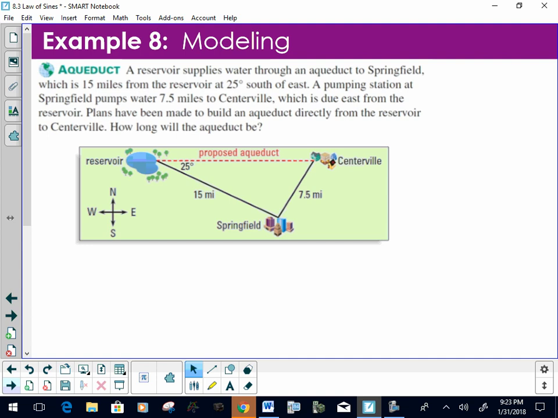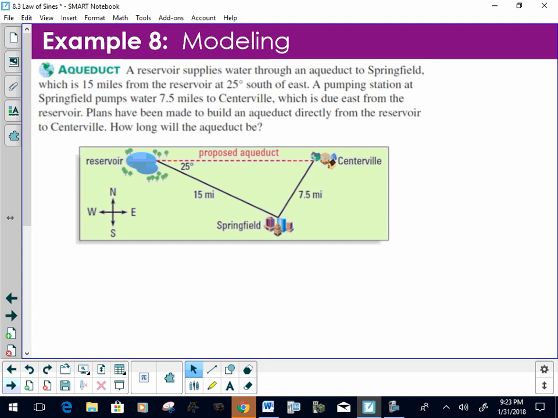Engineers actually use trigonometry. They use the law of sines and the law of cosines all the time to calculate different lengths. So we're going to try this problem. We have this reservoir, and it is supplying water to Springfield and Centerville. But right now, all of the water goes through an aqueduct to Springfield, and then it is pumped in towards Centerville. And they're thinking about building a direct aqueduct so that Springfield can just get its water directly.